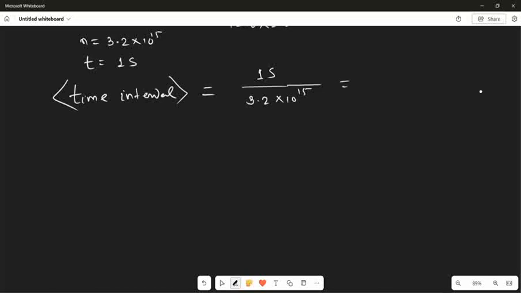and this comes out to be, I think, nearly 3.1 into 10 to the power minus 16 second. So this is the answer.